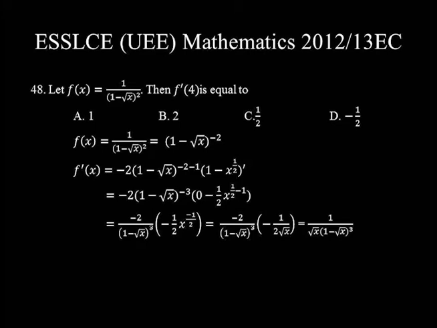Then let's determine f derivative at 4. F derivative at 4 is equal to 1 divided by square root of 4 times 1 minus the square root of 4 the whole cube, which is equal to 1 divided by square root of 4 is 2 times 1 minus square root of 4 is again 2 the power of 3, which is equal to 1 over 2 times 1 minus 2 is negative 1, negative 1 cube is negative 1, which is equal to 2 times negative 1 is negative 2, 1 divided by negative 2 is negative 1 over 2. Thus choice D is the correct answer.